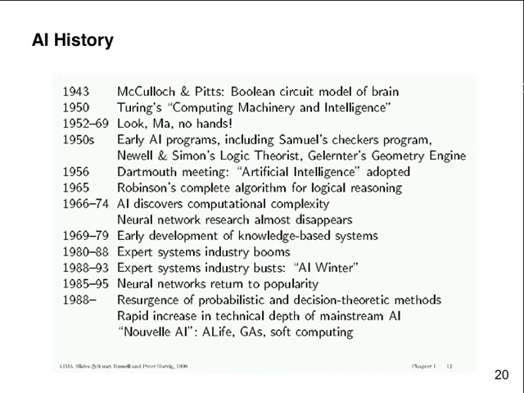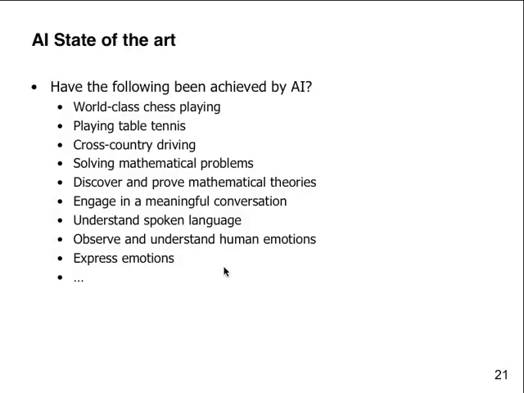We have AI tests that still go on. In fact, we have prizes for AI inventions and stuff. And one of your scientists is going to have you identify some of that. Look at that: the AI state of the art. Have the following been achieved by AI? World-class chess playing? Kind of, sort of, actually. Computers that beat humans now? Sort of, kind of. They still have a human that beats the computers, at least every year we have one. Playing table tennis, cross-country driving.